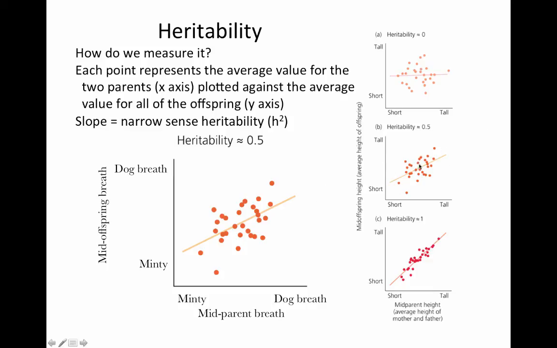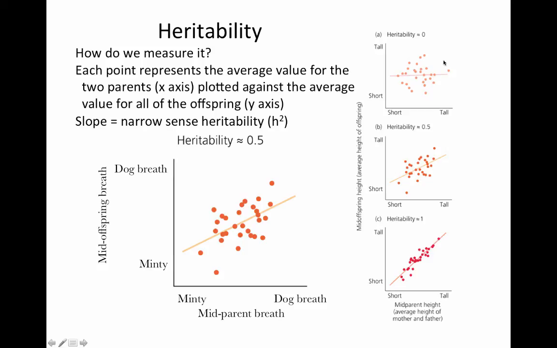This is exactly the same set of points that we looked at over here. This is a heritability of about 0.5. There's some tendency for tall parents to give rise to tall offspring and short parents to give rise to short offspring, but there's quite a bit of scatter around this, and the slope that you get with the best fit line is about halfway in between. There are sort of equal contributions of genetic variance and environmental variance that contribute to the phenotypic variance in that trait.